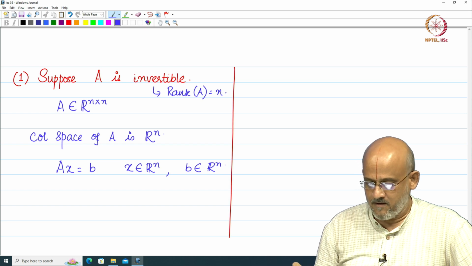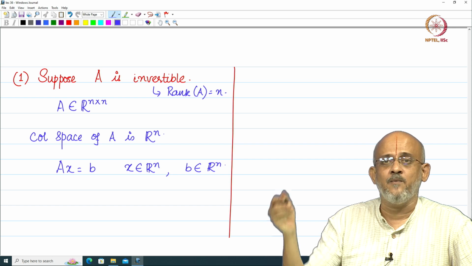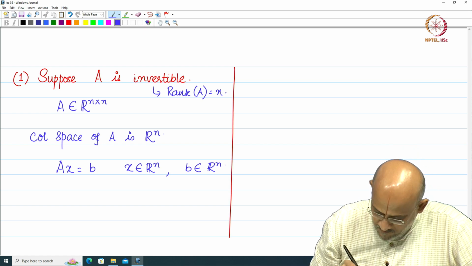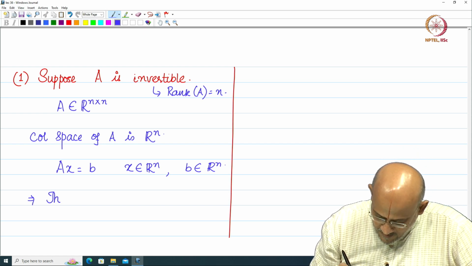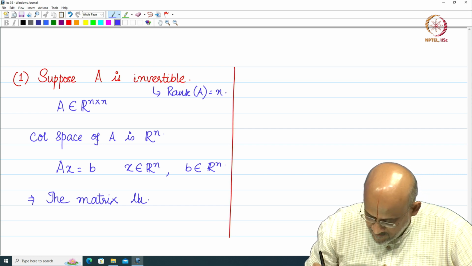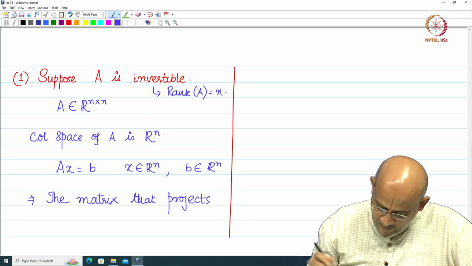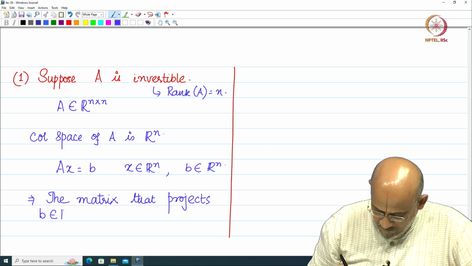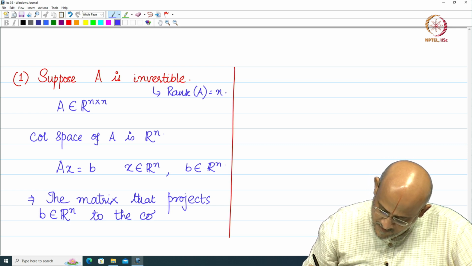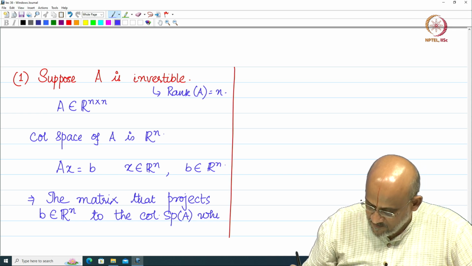So now B is already there in the column space of A. That means what is the matrix that is going to project a vector which is already there in the column space of A onto the column space of A? That is what we are going to look at. So the matrix that projects B in Rn to the column space of A, which is Rn itself.